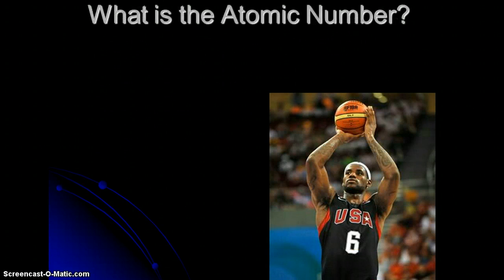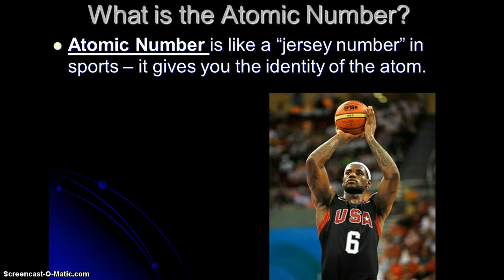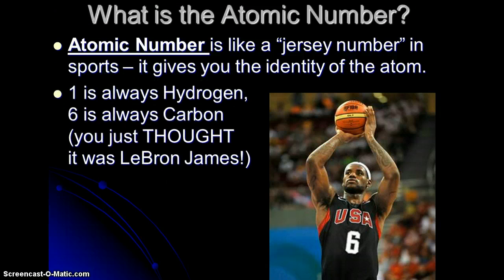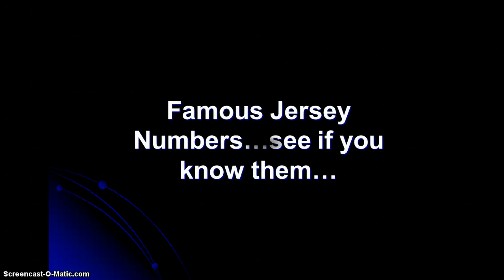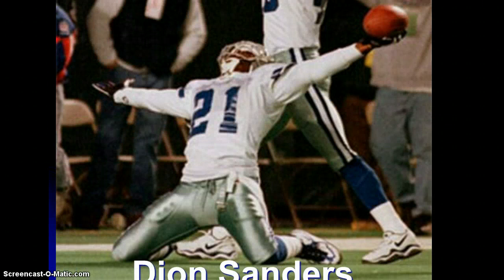Then we talked about atomic number and how it's like a jersey number in sports. It gives you the identity of the atom. And then just for fun, we went through and did some famous sports jersey numbers. Hydrogen is number 1 and carbon is number 6, and that tells you something about their properties. So just for fun, we looked through these famous jerseys.